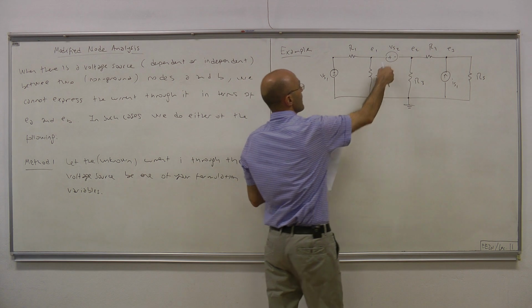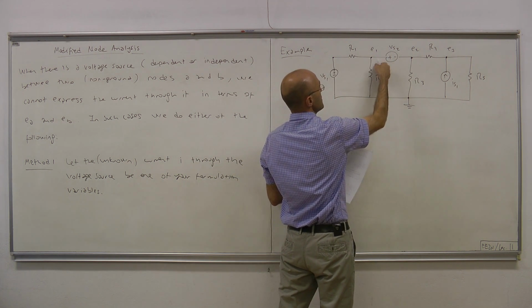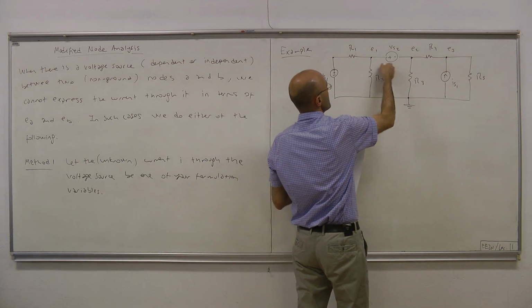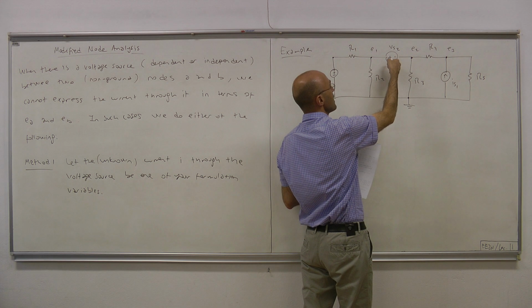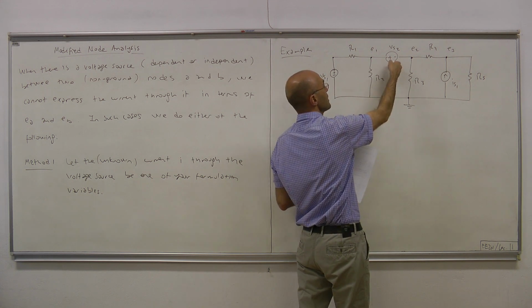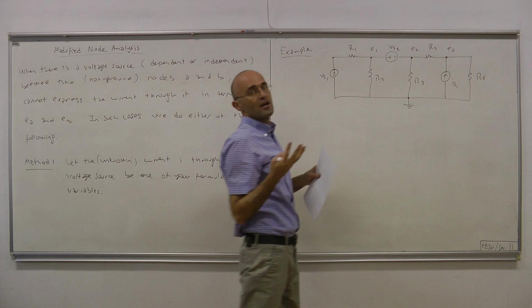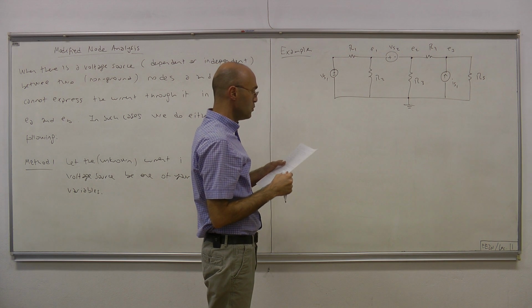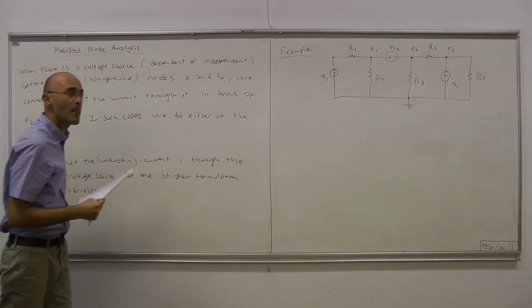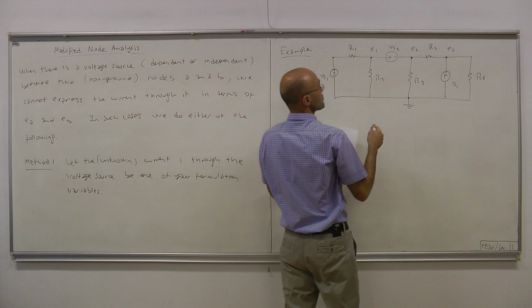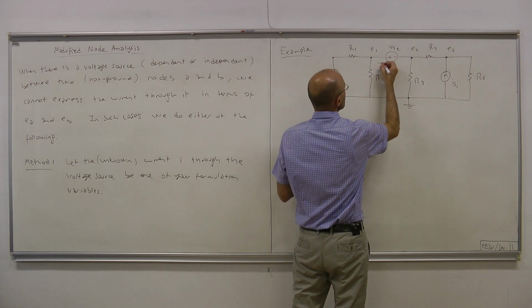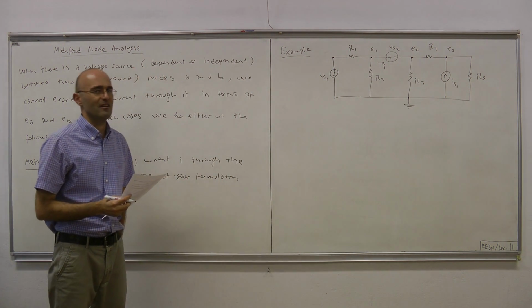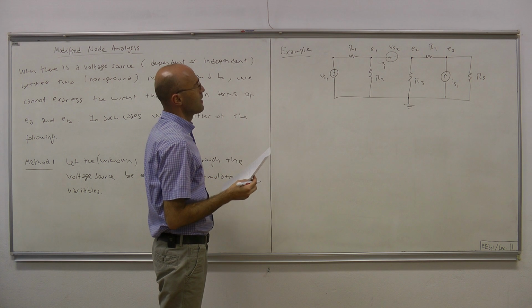Now, since there's a voltage source between node 1 and node 2, there's a problem in expressing this current. We cannot apply Ohm's law because it's not a resistor. We cannot write the current because it's a voltage source. We don't know what the current is directly in terms of node voltage. Therefore, what's suggested here under method 1 is, since you cannot express that current, just leave it as an unknown and do not try to express it. So let this current be I.